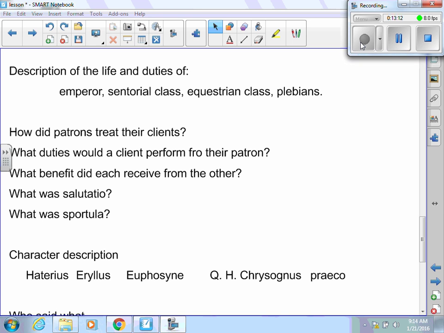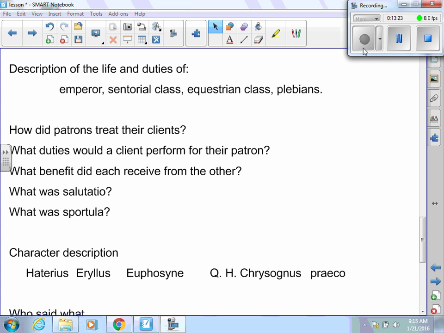So, what duties would a client perform for their patron? Duties a client would perform for their patron would be voting for them, going with them to speeches, going to listen to them read their poetry, whatever. They just had to support them socially. Usually these duties were kind of mundane and very easy to do. In response to this, the patron would represent them if they had some kind of legal issues. They would protect them from other people that were trying to take advantage of them.